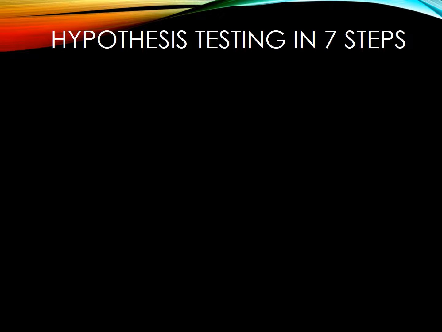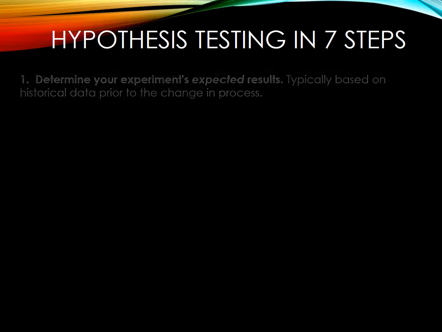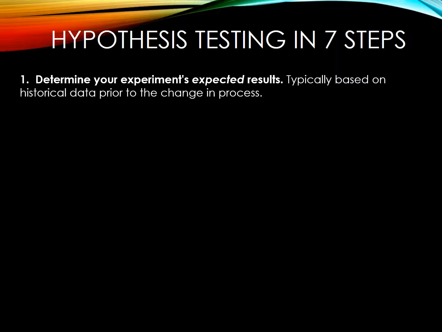So, hypothesis testing in 7 easy steps. I'm going to recap them real quick here, and then we'll move on to video 2, where we'll take a closer look at each step. Number 1, you're going to determine your experiment's expected results. That's typically whatever the historical data was prior to the changes you made. So this is the par for the course, normal performance on your primary metric.